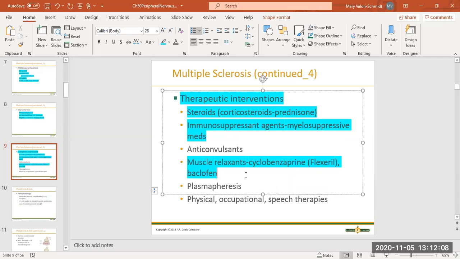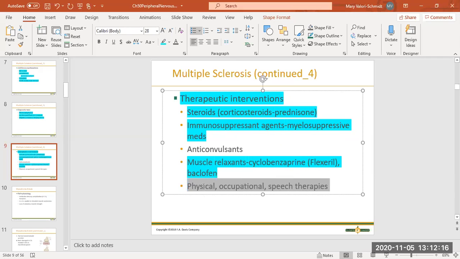Don't worry about plasmapheresis. We are not going to get into that. You won't be asked about it. But remember, no man is an island. What does that mean? Always reach out to other therapies for help. Patient can benefit from physical therapy, occupational therapy, speech therapy.